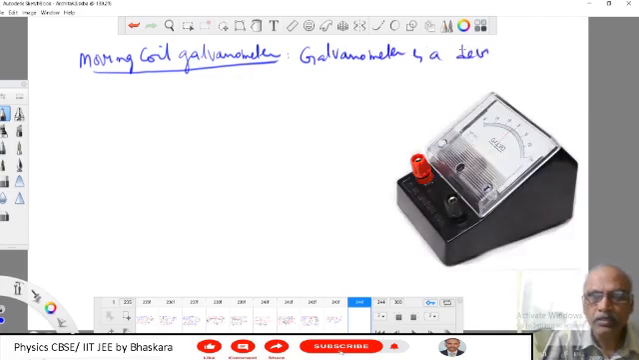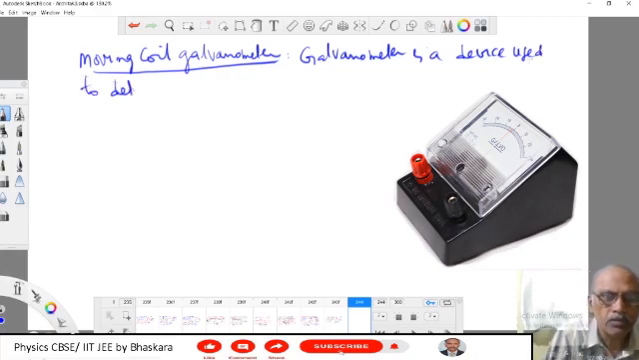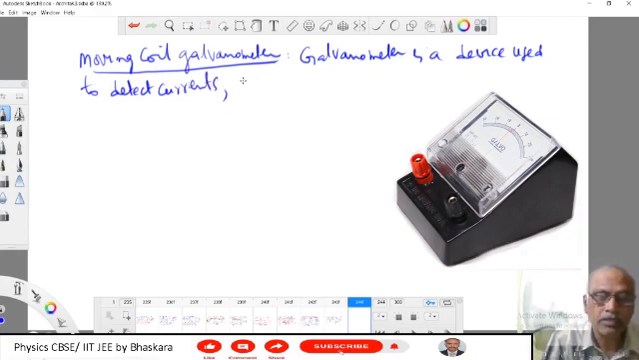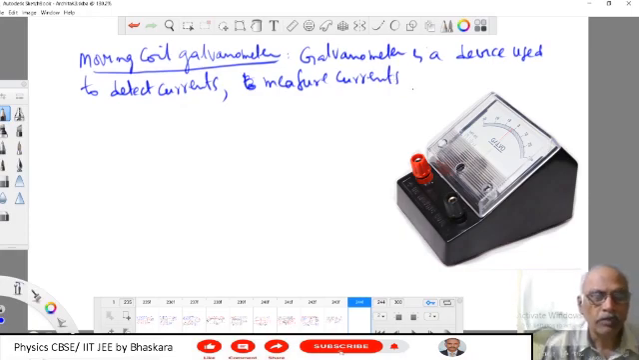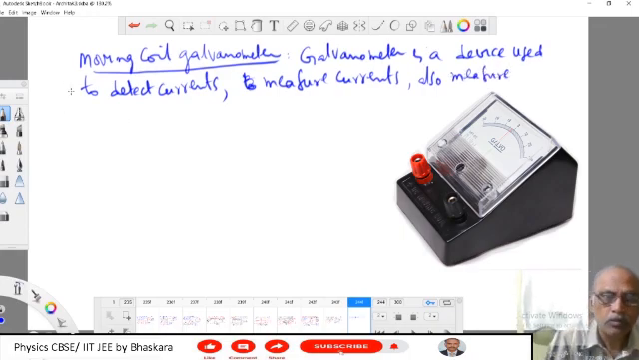Galvanometer is a device used to detect currents. Also, it is used to measure currents. With the help of a galvanometer, we can detect current and measure current. Also, we can convert a galvanometer to a voltmeter and measure potential differences.